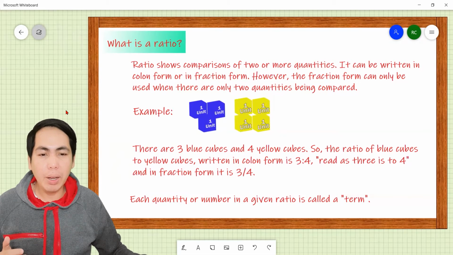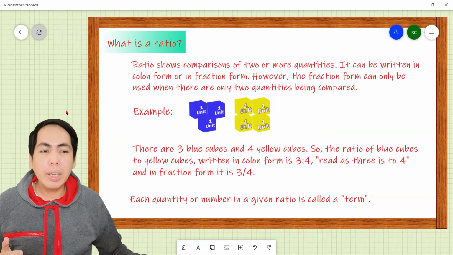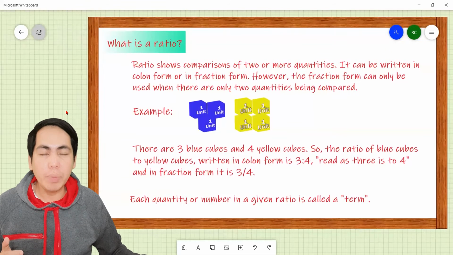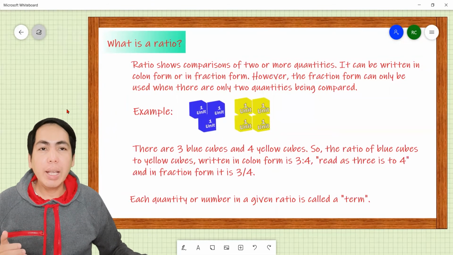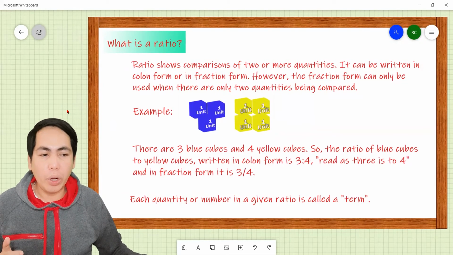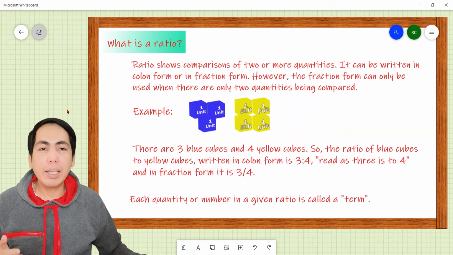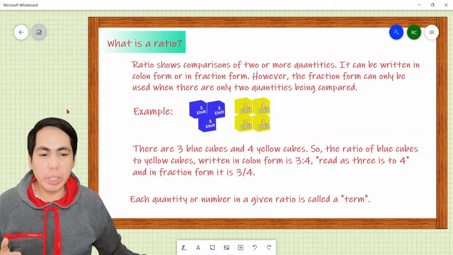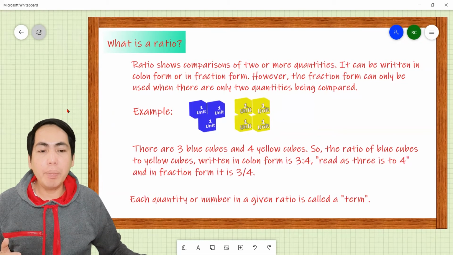For example, there are 3 blue cubes and 4 yellow cubes in our illustrations above. So, the ratio of the blue cubes to yellow cubes written in column form is 3:4, read as 3 is to 4. In which the colon is read as "is to". And in fraction form, it is 3/4 or 3 over 4. Each quantity or number in a given ratio is called a term.